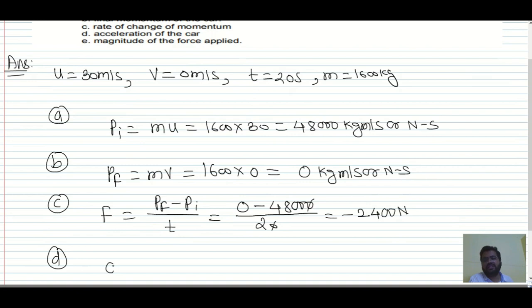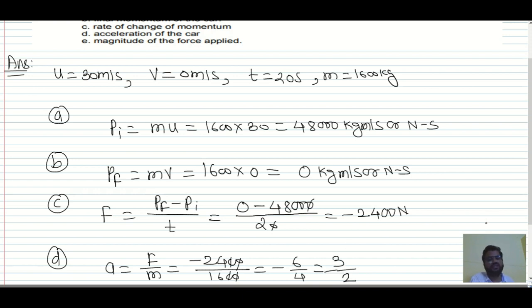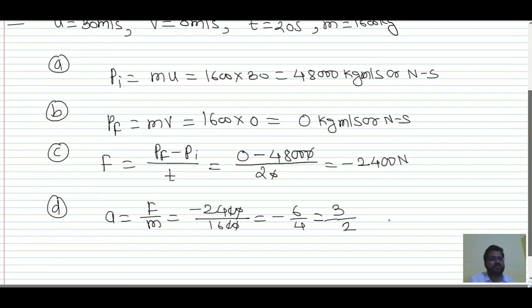D, they want the acceleration. Acceleration we have is force by mass, which is equal to force we have, minus 2400, divided by mass we have, and that is 1600. So this 0 gets cancelled. 4 6 are 24, 4 4s are 16, which is 3 divided by 2. So that is the acceleration we have, minus 1.5 meter per second squared, or else 1.5 you can write.